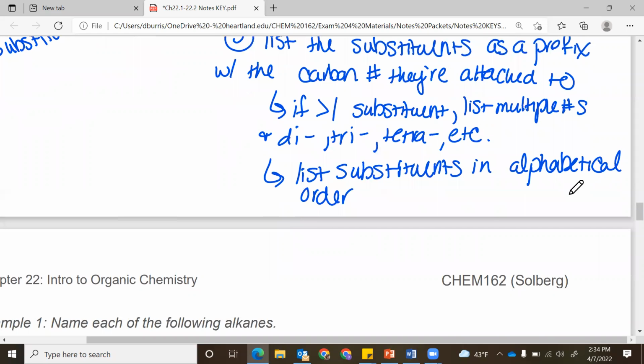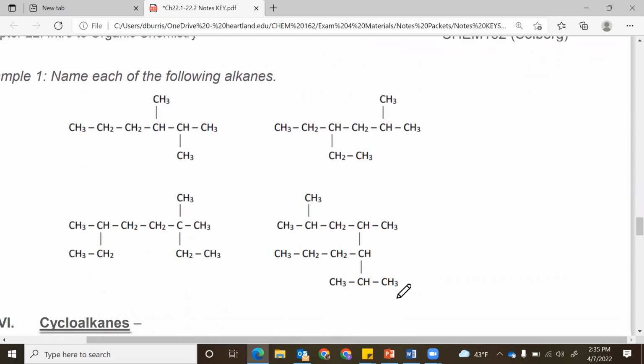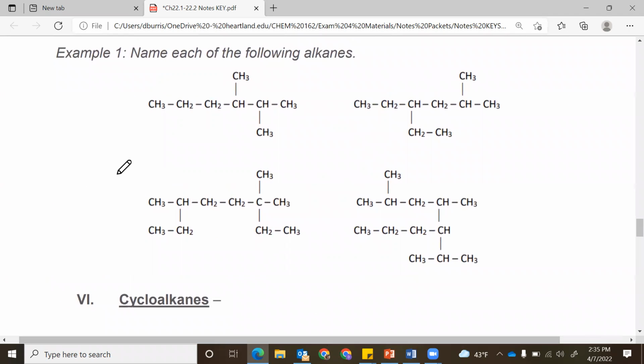Okay, so I'm going to name a couple of these with you, and then I'm going to have you try at least one, if not 2 of them. All right, so I'm going to follow through my rules. Okay, this first one. So you want to find your longest chain of carbons. How many carbons are in the longest chain here?